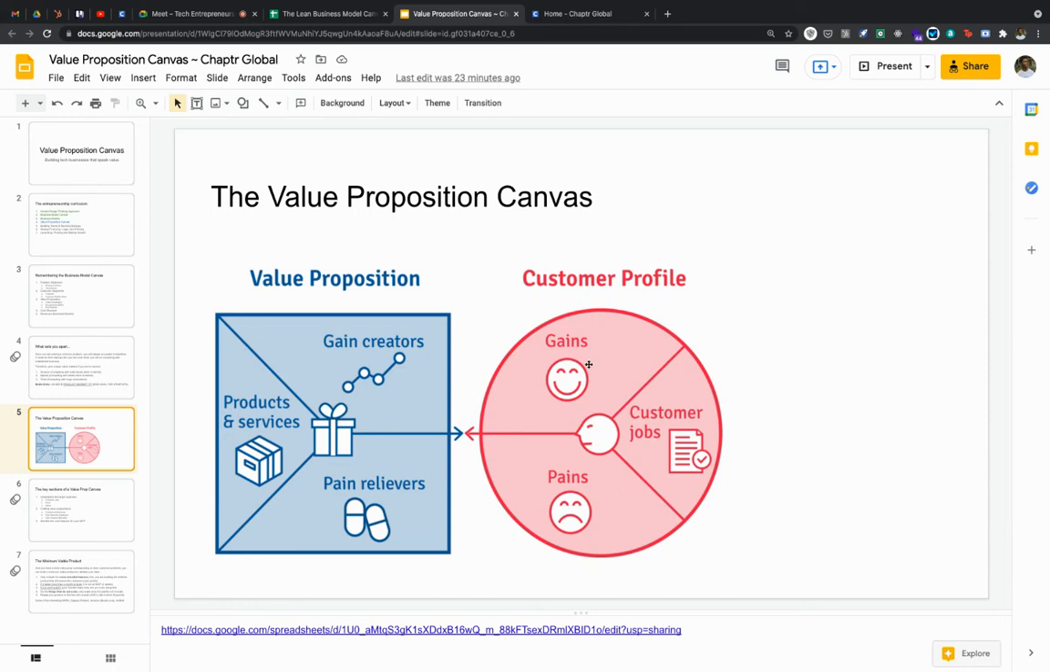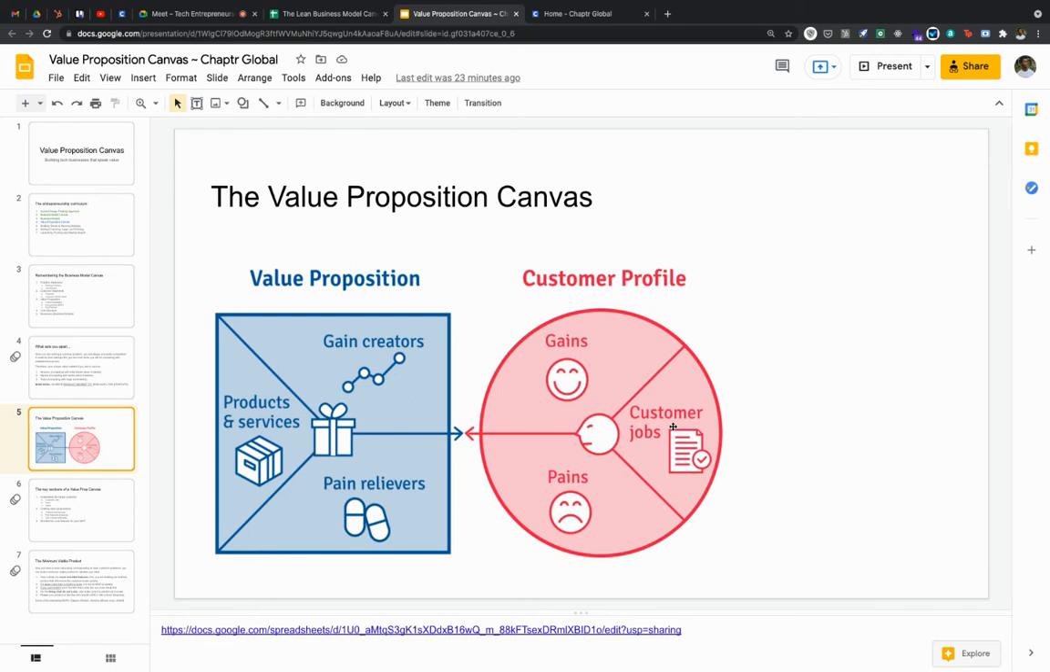And the value prop canvas just focuses on the value proposition segment of the BMC, and it allows you on one side to understand your customer well. So what jobs do they want to fulfill, right? So they have a problem. For them to solve this problem, what are the key customer jobs they need to solve, right? Good example is Uber. That's a good startup.